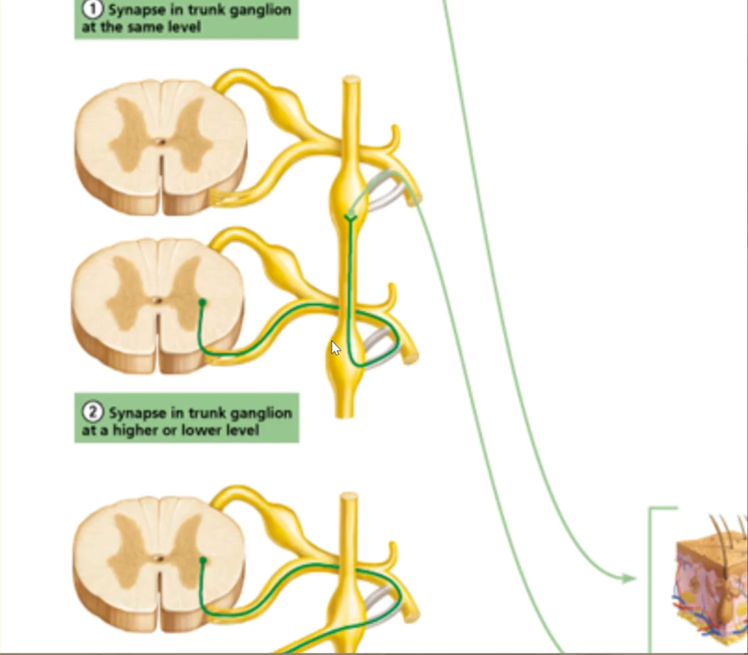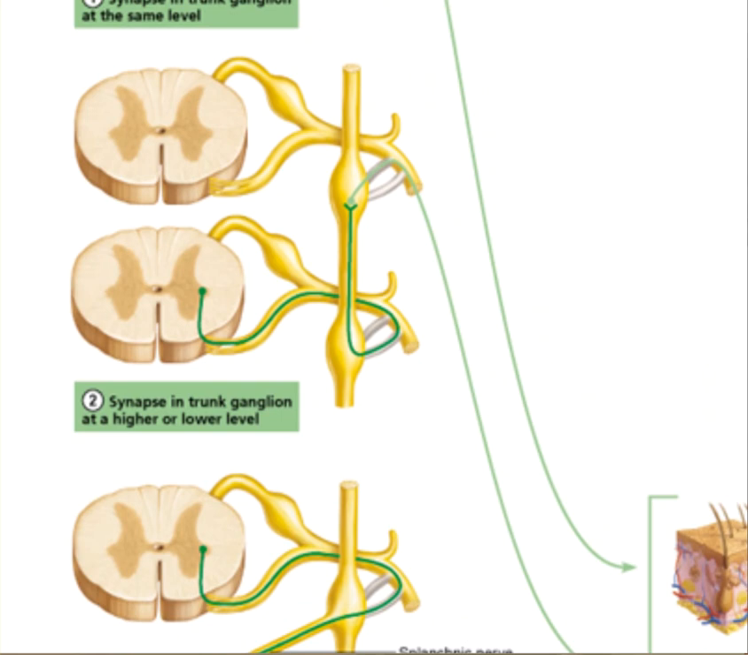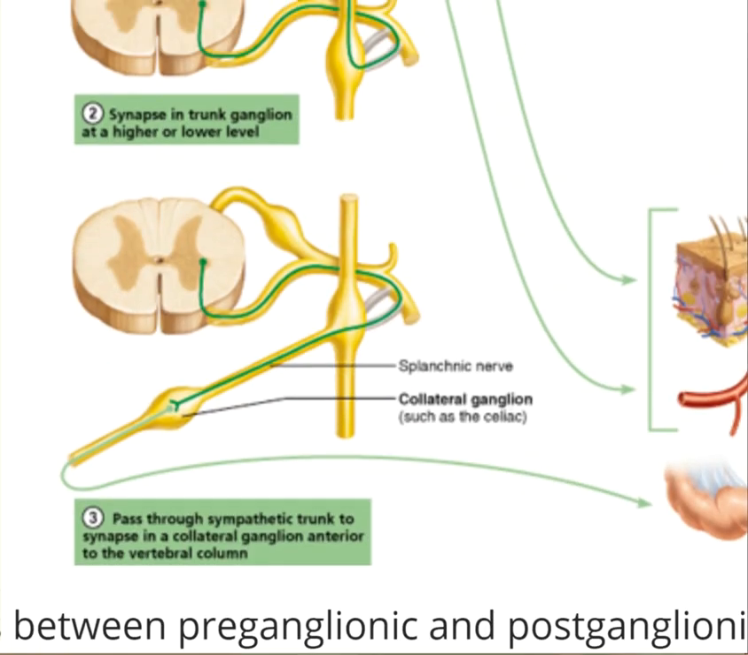The second way is we can synapse at one of the paravertebral ganglion in the sympathetic trunk at either a higher or lower level. These aren't 2 separate ones. This is just saying not at the same level. So look, we're going to come out here. Instead of synapsing here where we did in number 1, we go up, or we could go down. In this case, they're showing you up. Going up 1 level, maybe more than 1 level, maybe 2 or 3 or 4 levels. Then we synapse, then we send the message out. Okay, somewhere. That's our second way.